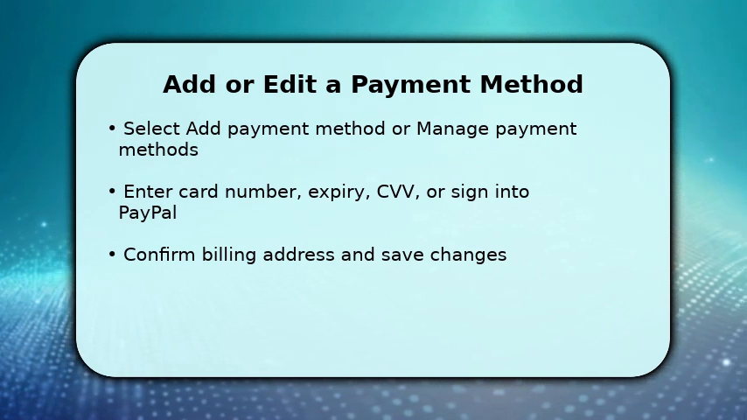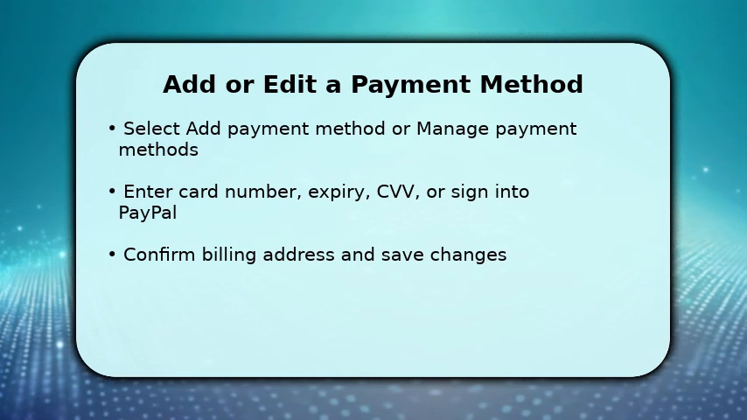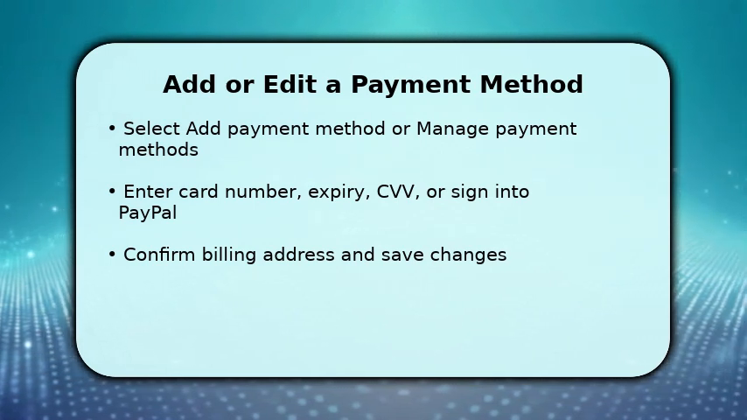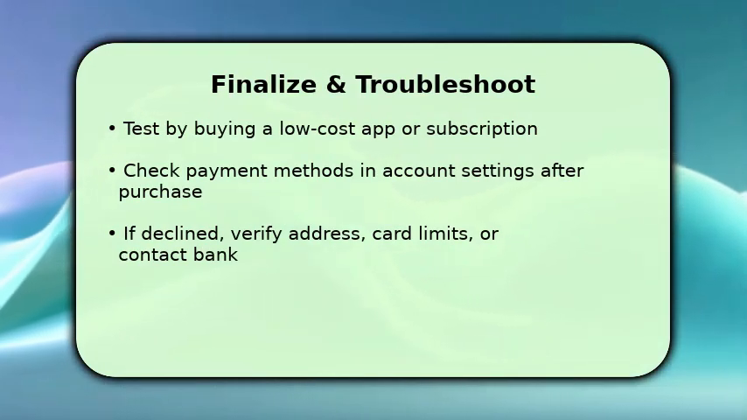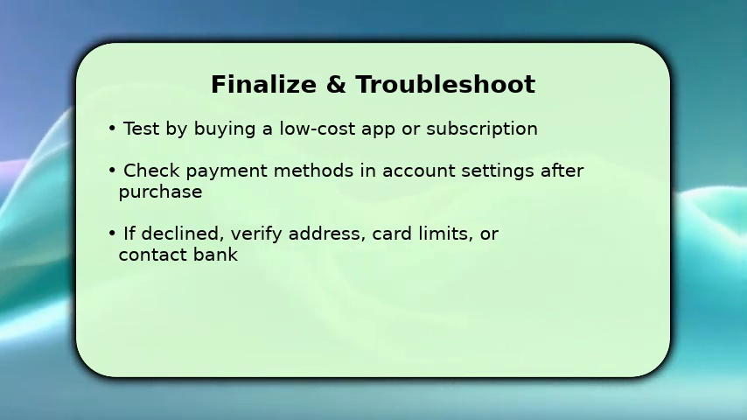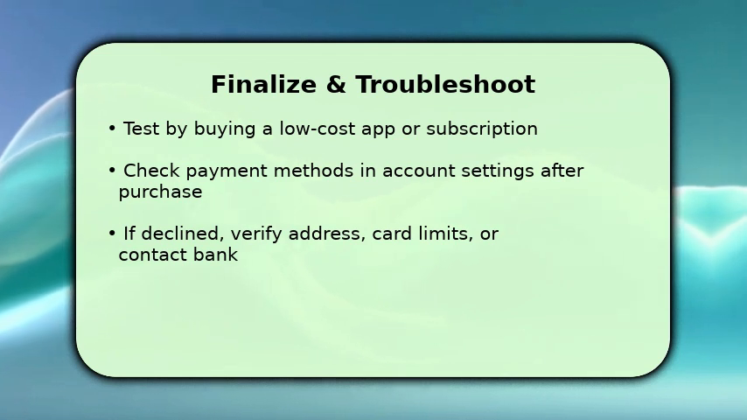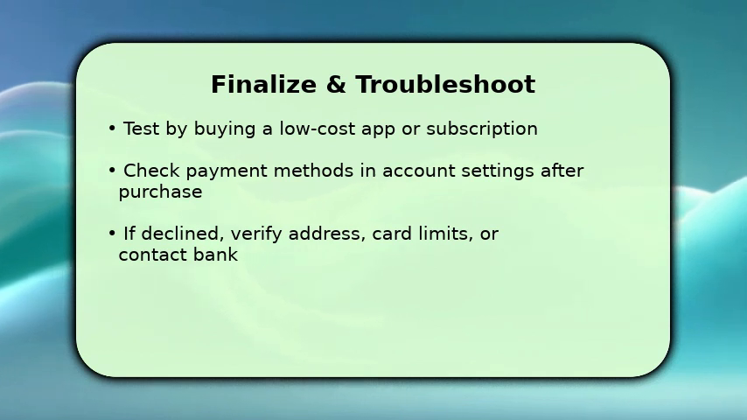If you see verification prompts, follow them immediately. Banks often require a one-time authorization, or SMS code, to confirm ownership. Finish by returning to the Play Store and making a small purchase or subscribing to confirm the method works. This verifies authorization and stores the method for future use. Once done, go back to Payments and Subscriptions to view saved methods and set a default.